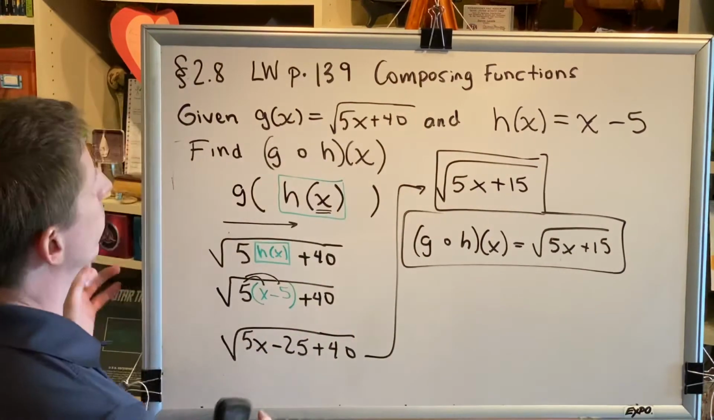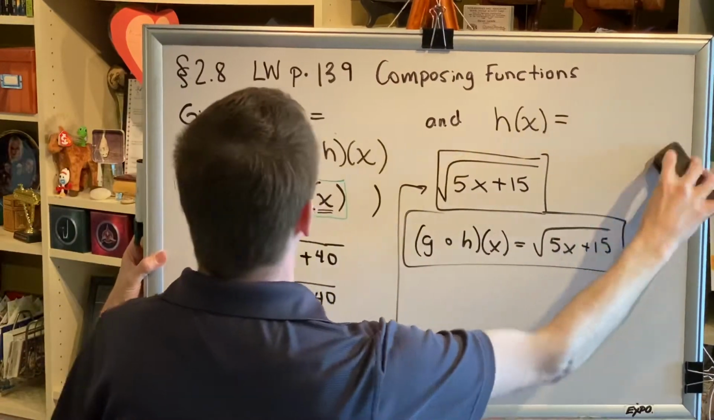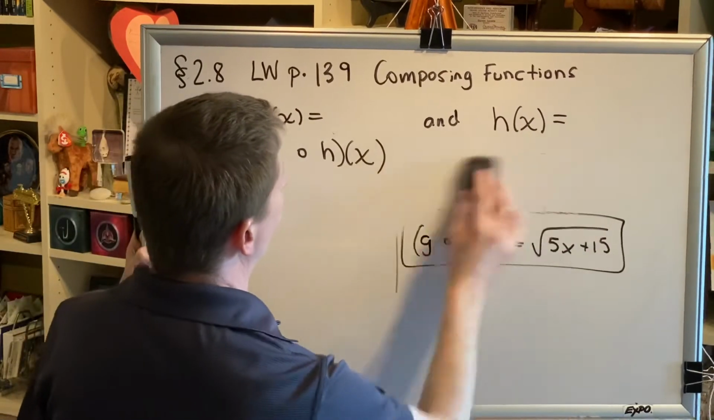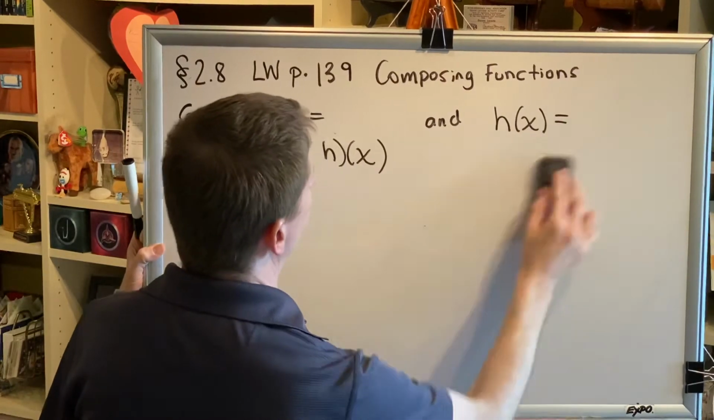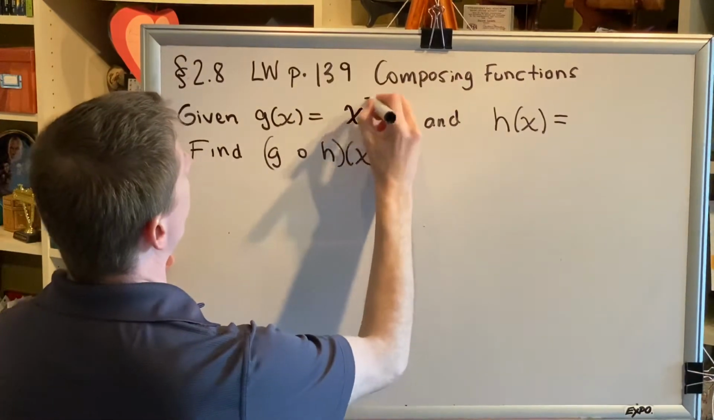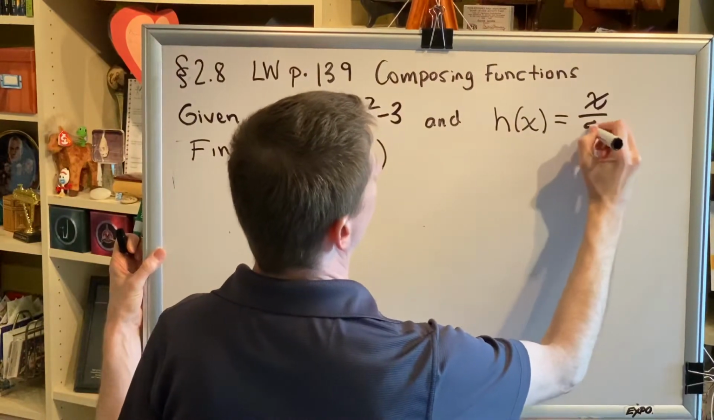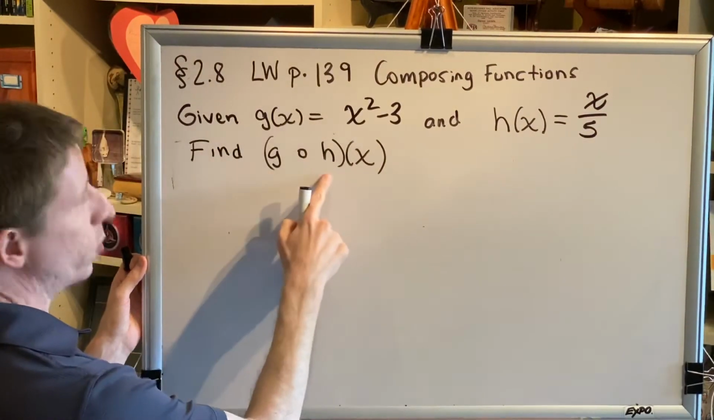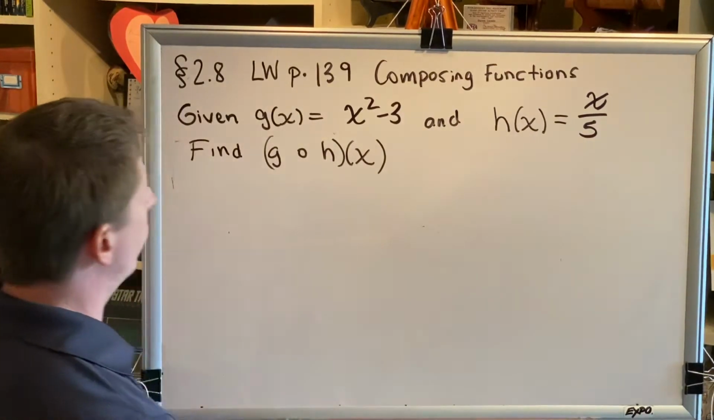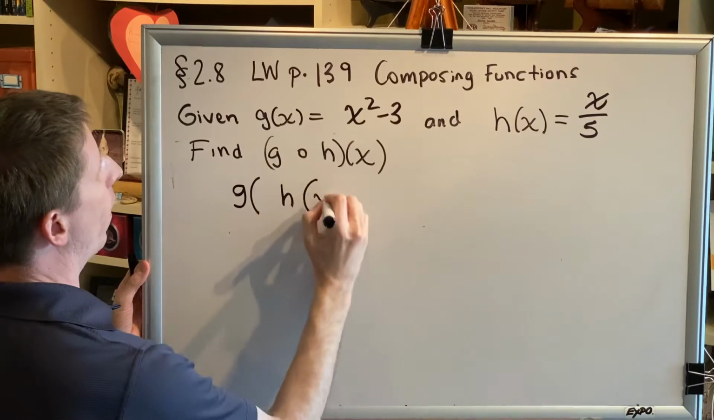Okay, let's try another example. g of x is equal to x squared subtract 3. h of x is equal to x fifths. Find g composed with h of x. Okay, this is going to feel very similar, especially for the first two steps. So this is going to be g of h of x.